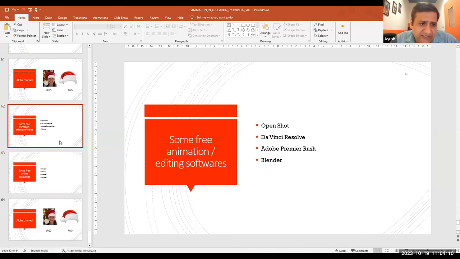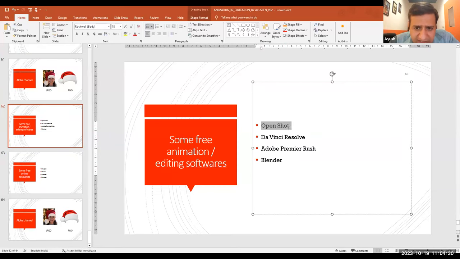Another thing is that when you are combining these things together, you need softwares. There are a lot of free softwares, because in this course we'll only be talking about open source and free softwares, most of them. So OpenShot is a very interesting software. You'll be learning OpenShot also very, very soon.